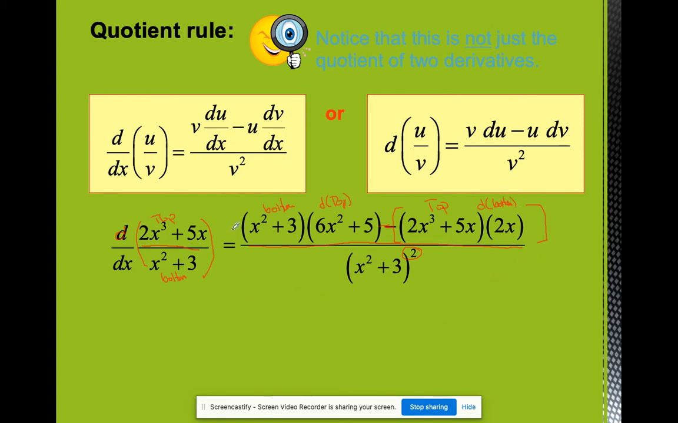On a rubric, if this is not multiple choice, there have to be rubric points for doing the quotient rule. And then I will clean that up a little bit. I will not square out this denominator. I will multiply and distribute the negative and combine what I can, but that's it.